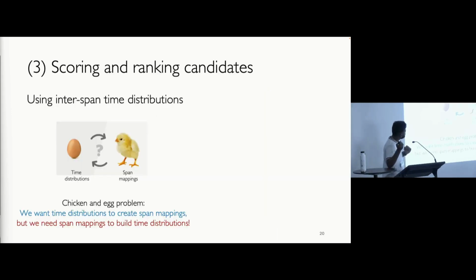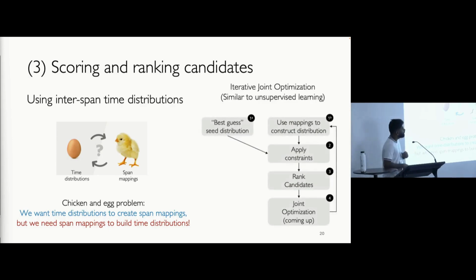All right, so an astute observer might have noticed that this is a chicken and egg problem, because we want time distributions to score and rank our candidates to create span mappings, but we need span mappings to even build the time distributions to begin with. The way we solve this, and more details are in the paper, is by using an iterative joint optimization process where we start with a best guess seed distribution, which is built out of heuristics. Then we apply all the other things that we know to be correct. We apply the constraints, we rank our candidates, we apply our joint optimization, which is coming up, and we get one set of mappings from that. Then we use those mappings to build our distributions iteratively. So you can think of it as jointly learning the best mappings that give you the best distributions, which give you the best mappings.